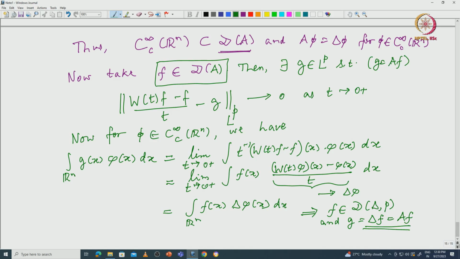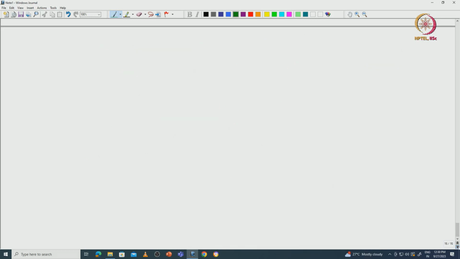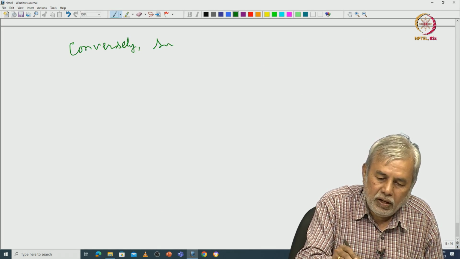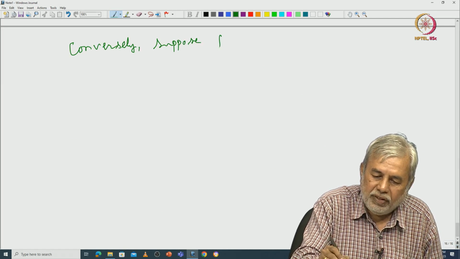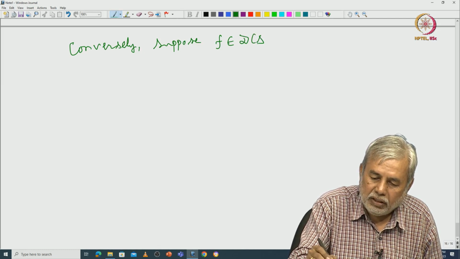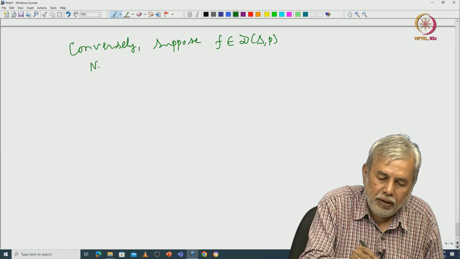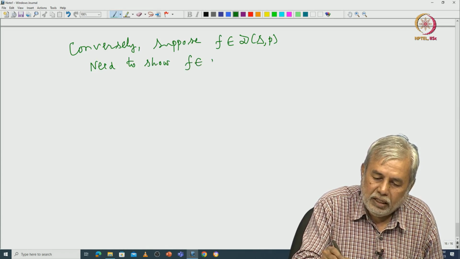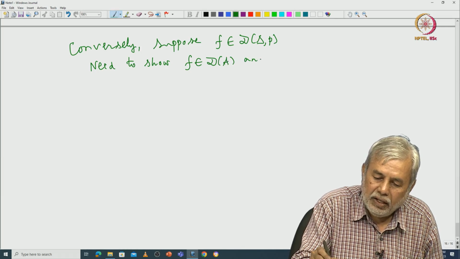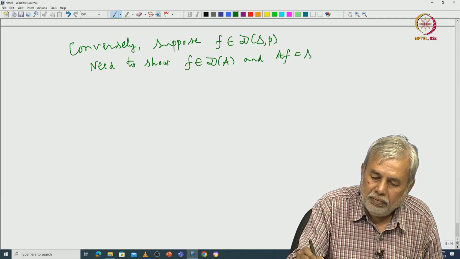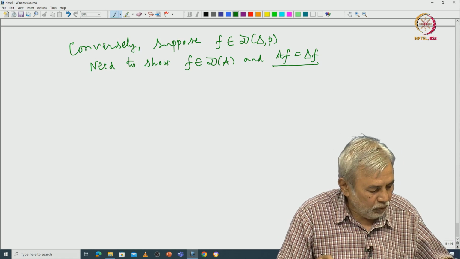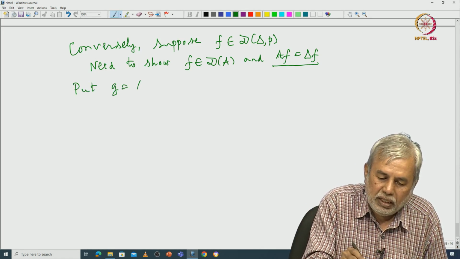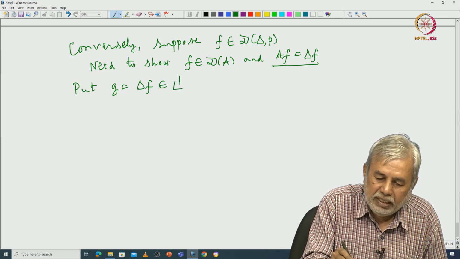So conversely, suppose f is in D(Laplacian_p) and we need to show f is in the domain of the generator and Af is Laplacian f. Okay, so put G equal to Laplacian f. This is in the weak sense, and by assumption that is in L^p.